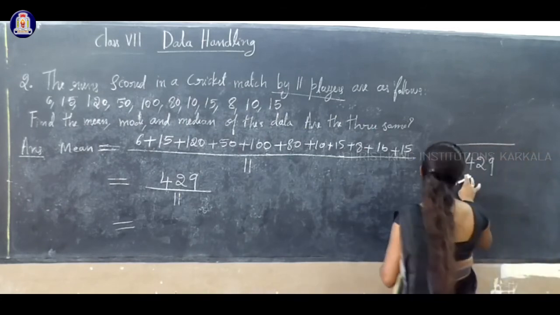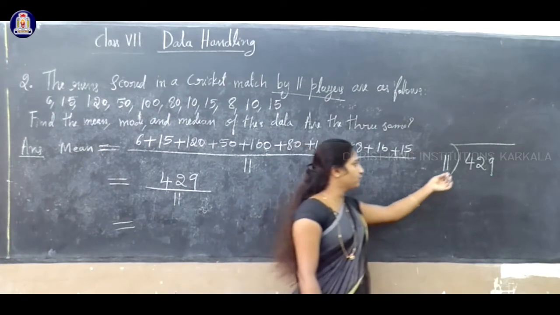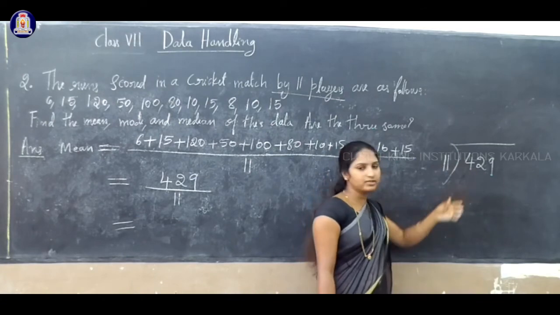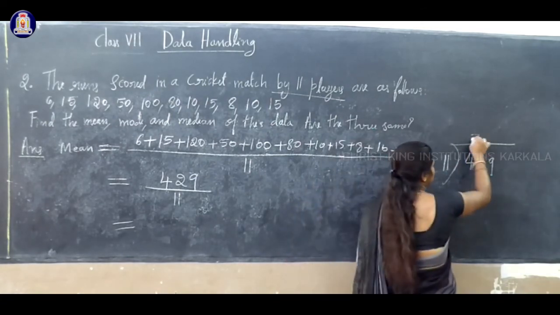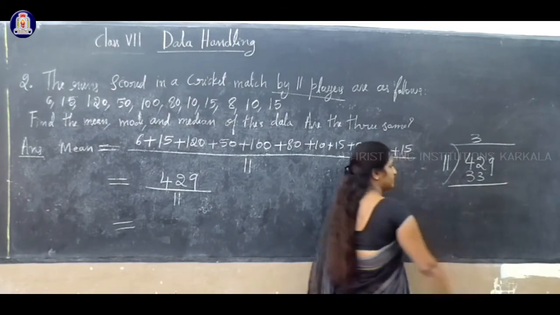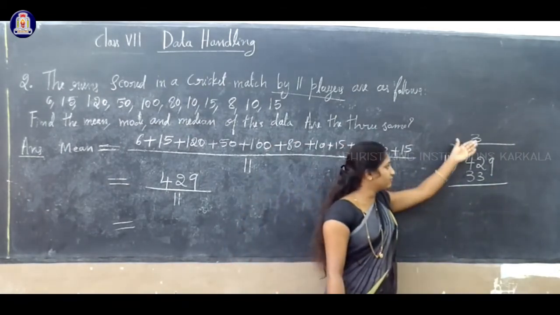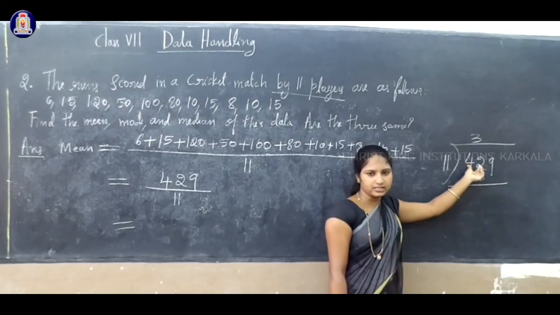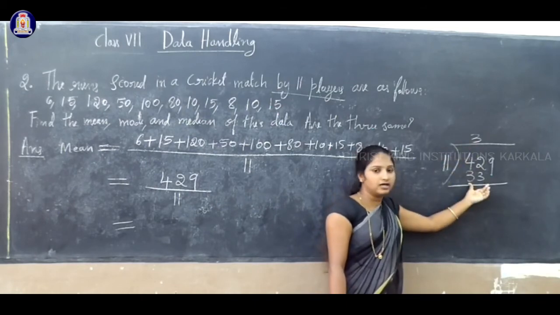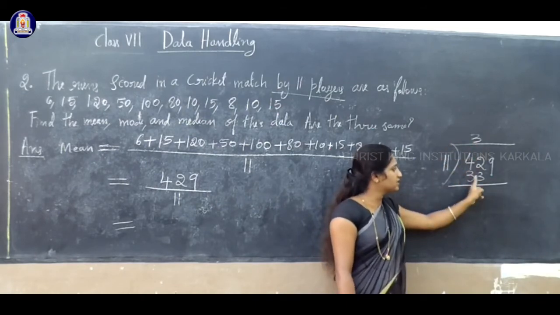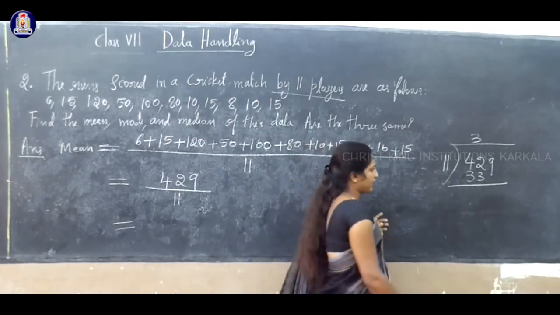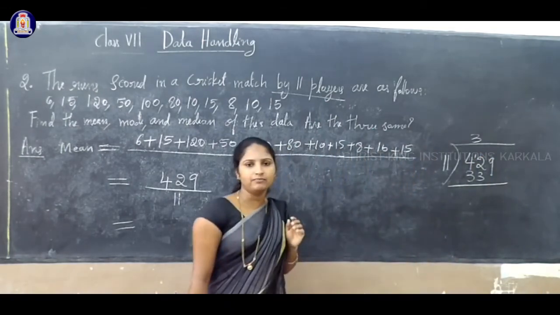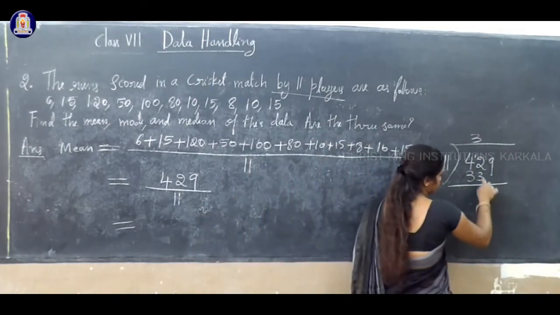Clear? So now 11, how much is 42? See, 11, how much is 4? It's not possible, right? So you have to take 2 digits, that is 42. 11, how much is 42? 11 3s are 33. Clear? 11 3s are 33. We cannot write 11 4s are 44, because here the number is 42, which is lesser than 44. Correct? So now we write 11 3s are 33. Now if you subtract, 2 minus 3 is not possible, so you have to borrow 1. So you get 12. 12 minus 3 is 9. Clear?